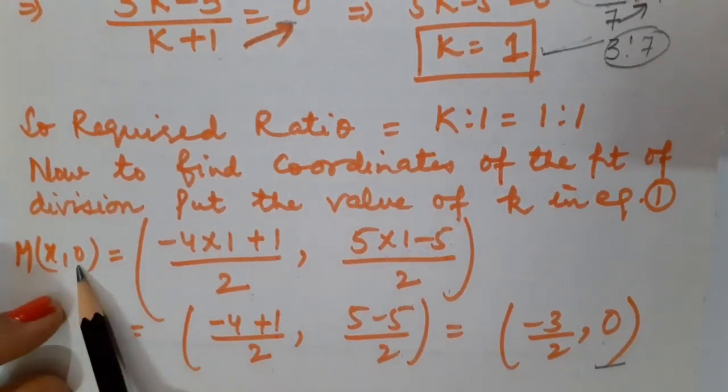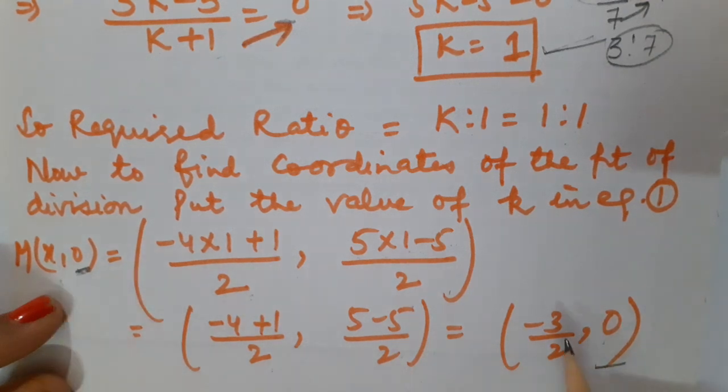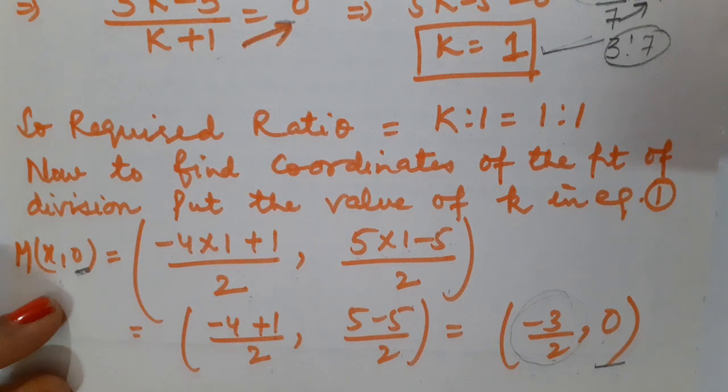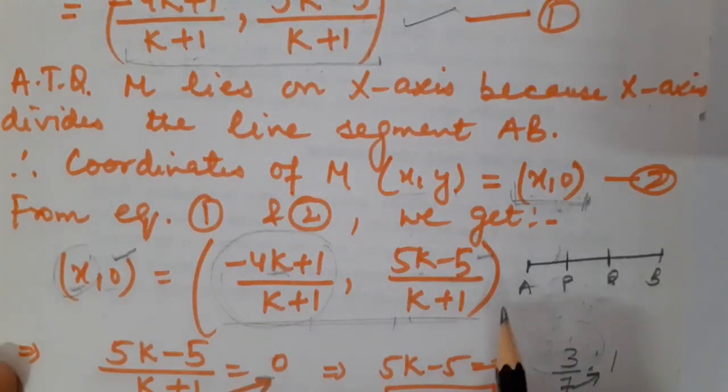0 we knew already. Why? Because this point was lying on the x-axis. Now we just wanted to calculate its abscissa, that we have calculated. Correct, students?